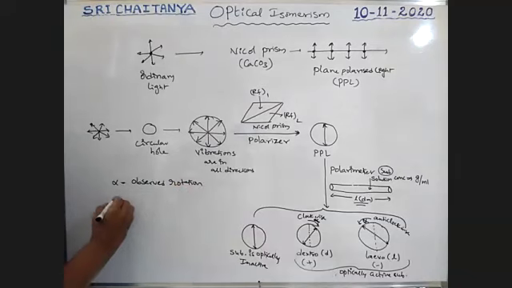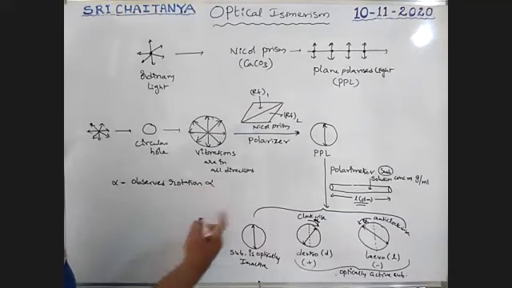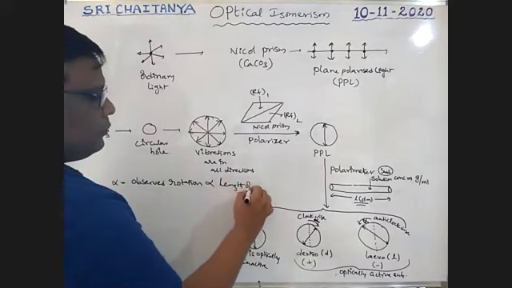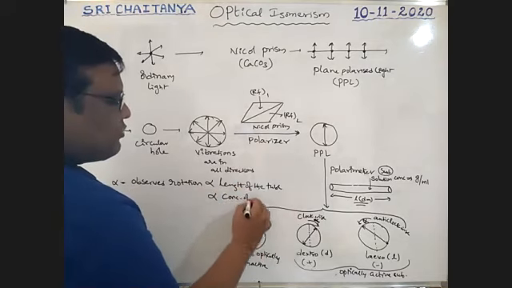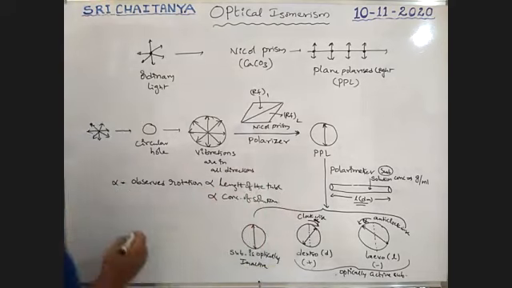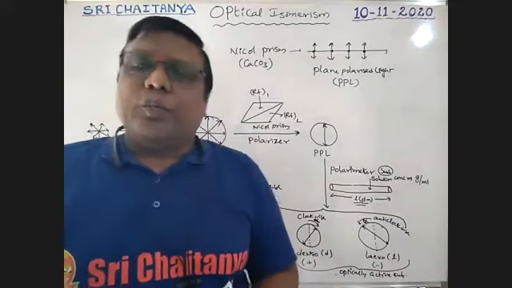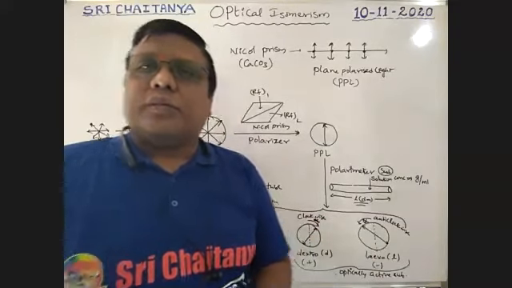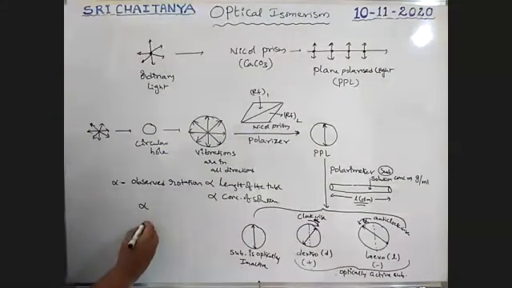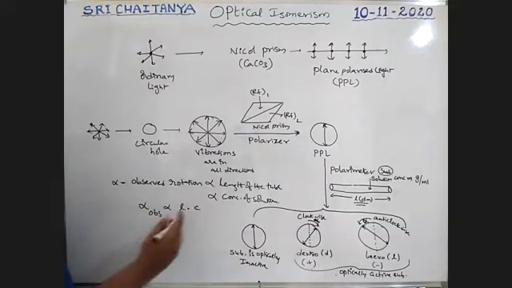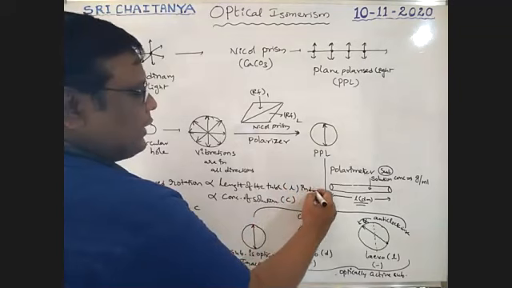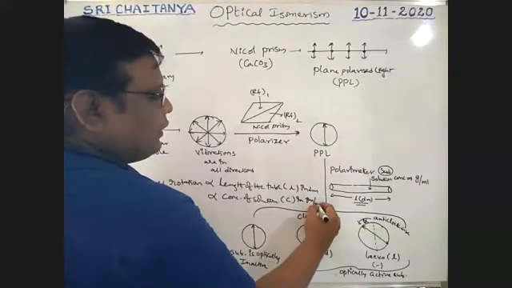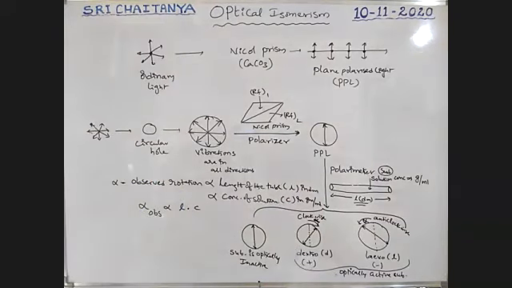This observed rotation is directly proportional to the length of the tube and also directly proportional to the concentration of the solution. So alpha observed is directly proportional to the length of the tube and the concentration of the solution. I am taking length as L, boys, and concentration as Cn. Length is in decimeters, and concentration is expressed in gram per ml.